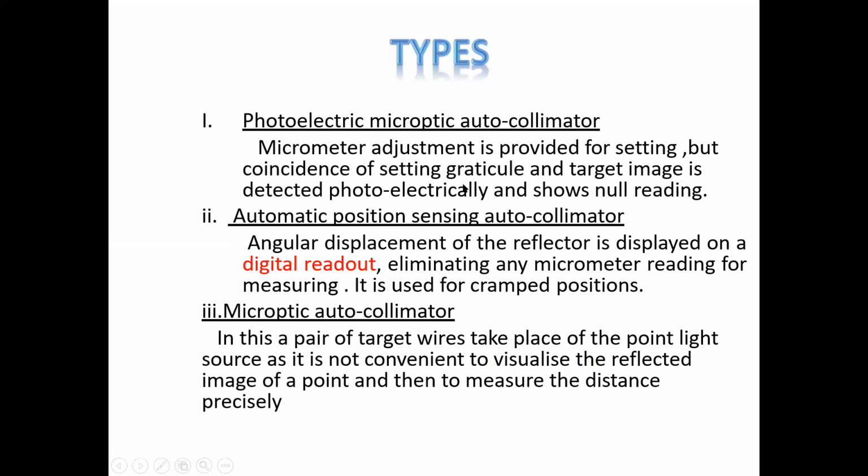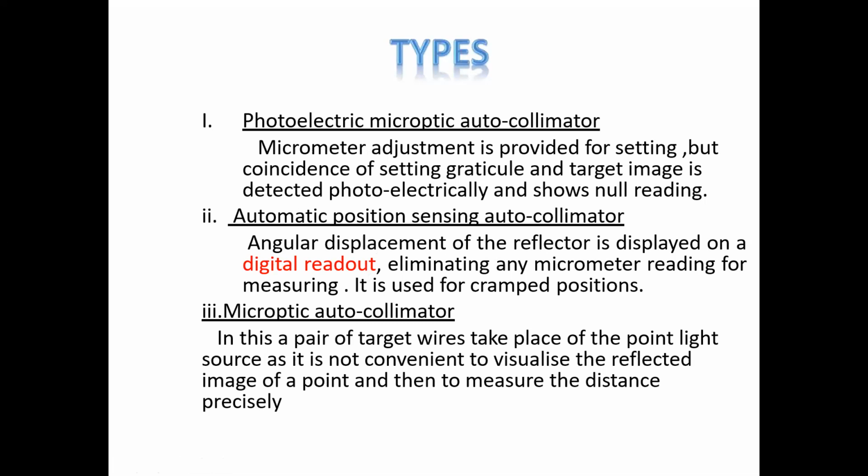In this case, micrometer adjustment is provided for setting, but coincidence of the setting reticule and target image is detected photoelectrically, just like an image, and source null reading. This is completely based on micrometer adjustment. That is the first one. The second one has a digital readout.